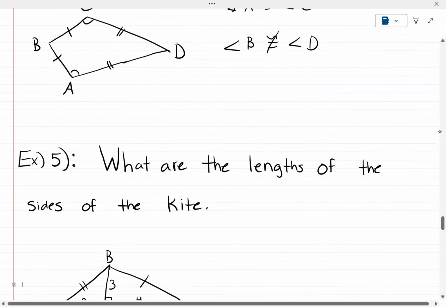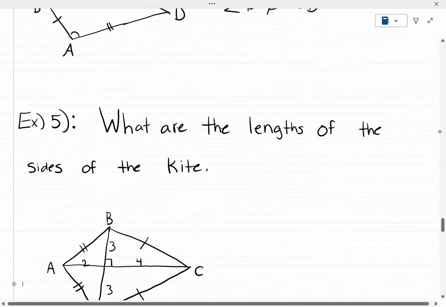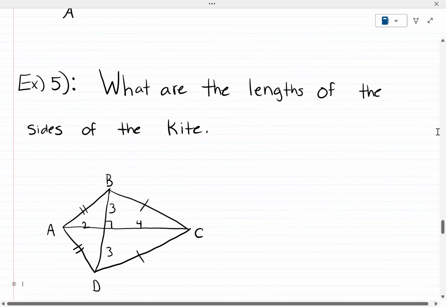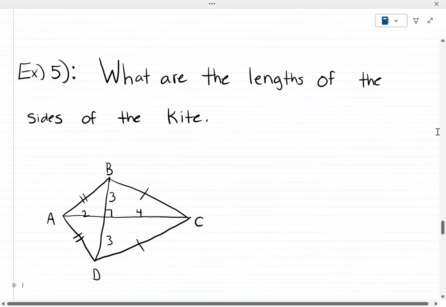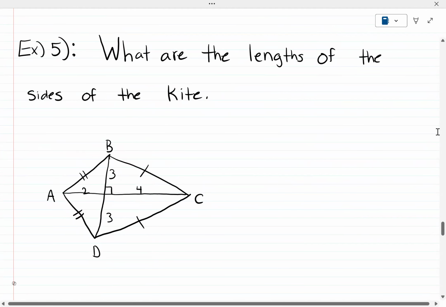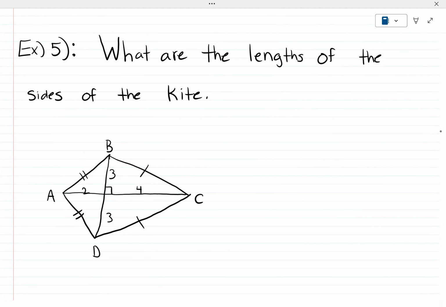Okay, so let's do example 5. Example 5 says, what are the lengths of the sides of the kite? So how will we do this? Well, do you see triangles? I see triangles. Remember, the diagonals of a kite are perpendicular. So this is 90, this is going to be 90, this is going to be 90. So we're dealing with right triangles.